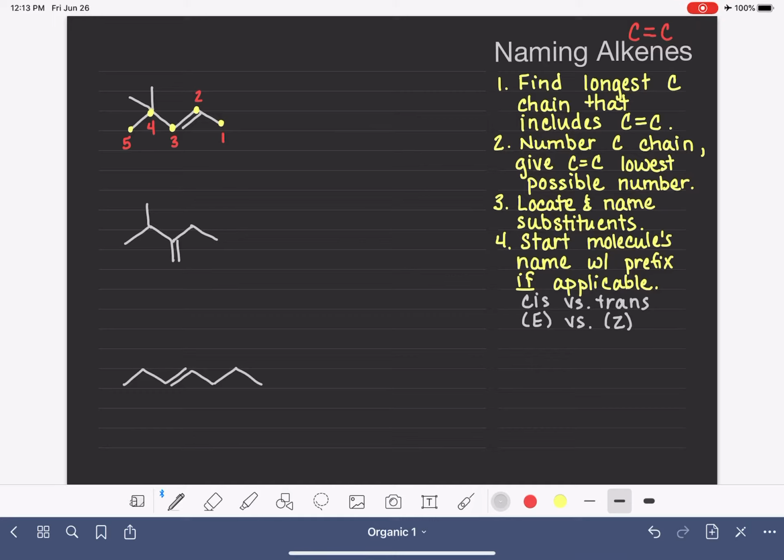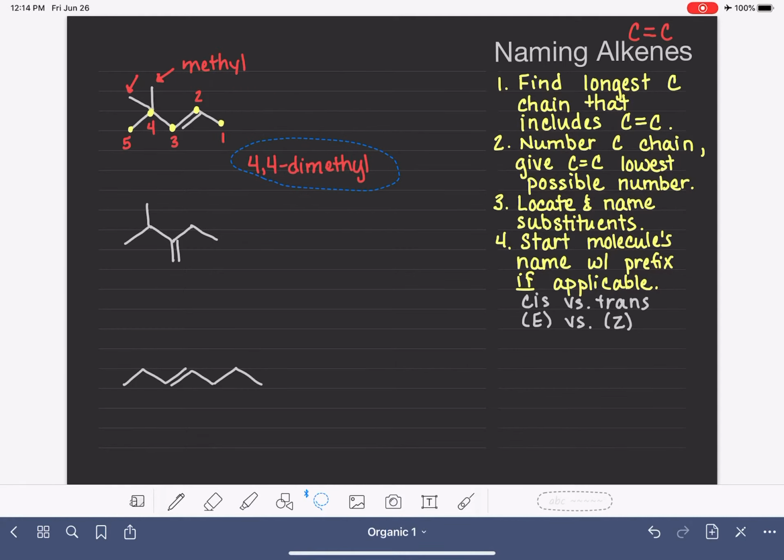And let's go back before we continue on with our steps. Let's go back to this molecule and work on its name a little bit more. So we didn't do step 3, which was locating and naming the substituents. On this molecule, we have methyl substituents. We have 2 of them, so this is going to be a dimethyl, and both of them are located on carbon number 4. So in terms of naming the substituents, this is going to be a 4,4-dimethyl. Just in terms of the substituents.